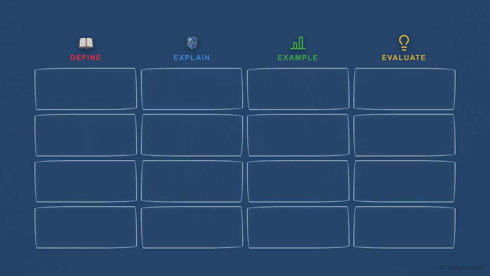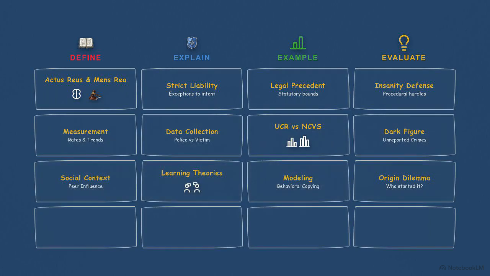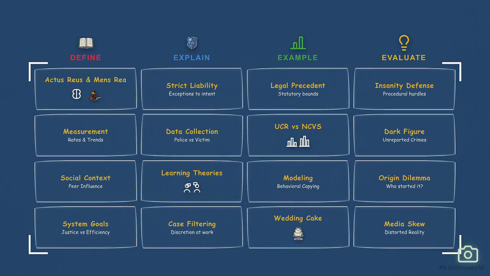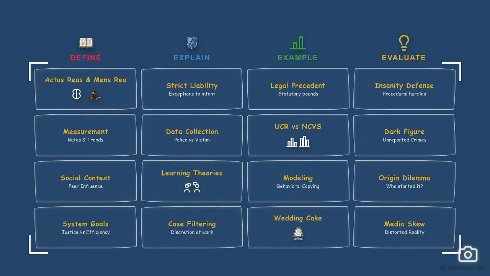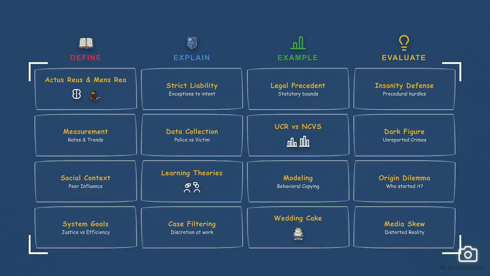This matrix is your final visual study guide, designed to synthesize the hardest topics across all 4 chapters using the DEE framework. Notice how seamlessly the concepts fit. You can drop Chapter 2's actus reus and mens rea, Chapter 3's UCR versus NIBRS, Chapter 4's learning theories, and Chapter 1's wedding cake model right into this grid.